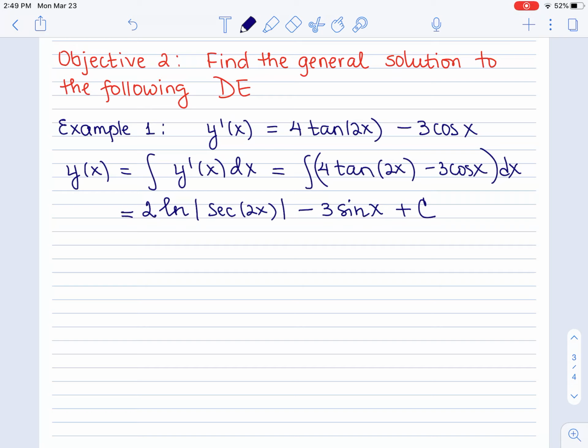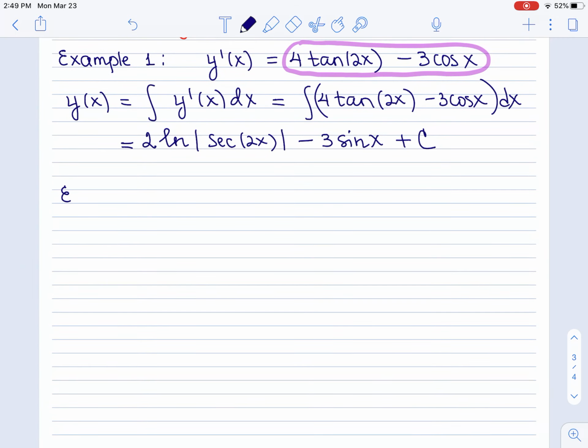Okay, so finding the general solution to a simple differential equation of this type is easy. We just integrate it, right? So you look at the expression over here, and there is no y here or some relation of y. Everything is in terms of x, and we just integrate it. Okay, so let's take a look at example 2.